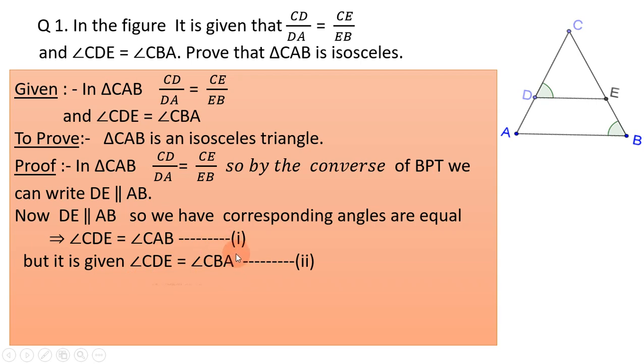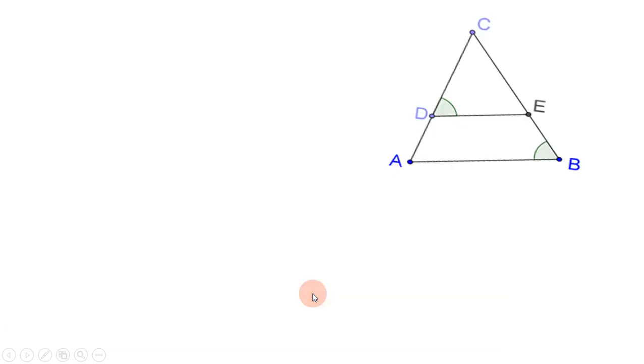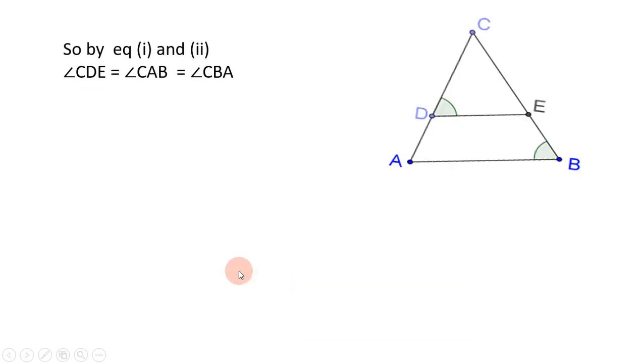So by equations 1 and 2, we are getting angle CDE is equal to angle CAB and angle CDE is equal to angle CBA. So by this, we conclude that angle CAB is equal to angle CBA. In this figure, angle CAB is equal to angle CBA.